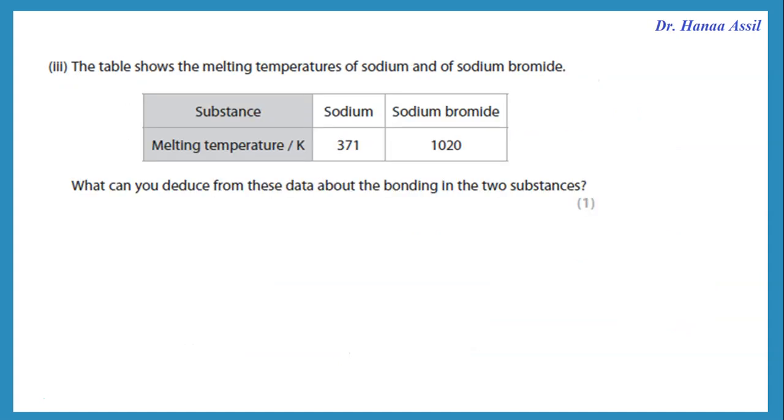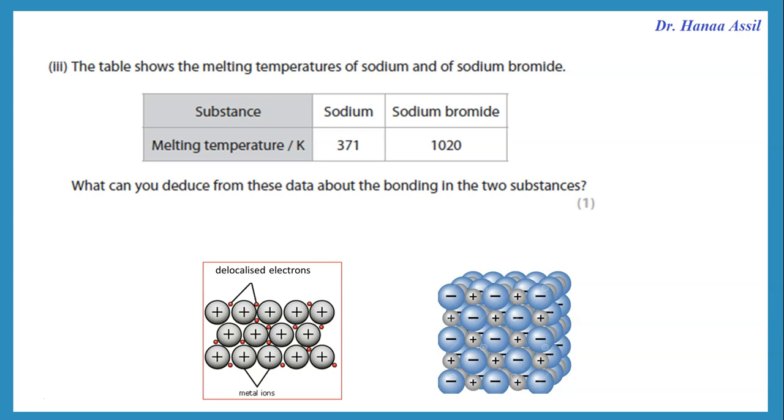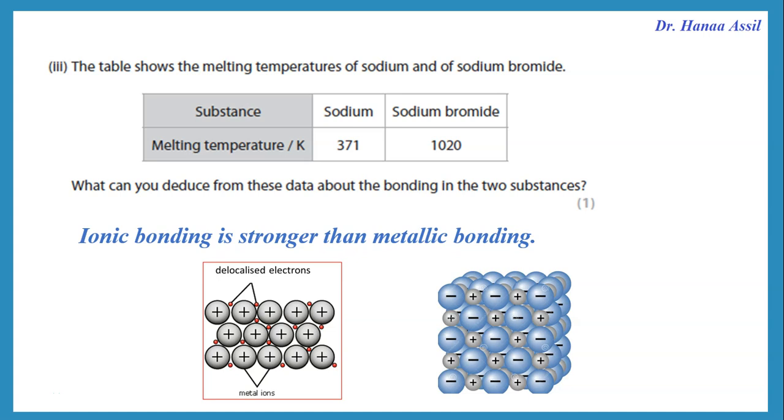The table shows the melting temperatures of sodium and sodium bromide. What can you deduce from these data about the bonding in the two substances? Of course, you should know sodium is a metal, so that's metallic bonding. Sodium bromide is an ionic compound. And from the data in the table, obviously, the sodium bromide needs a higher temperature to melt, and that means that the ionic bonding in sodium bromide is stronger than the metallic bonding in sodium.